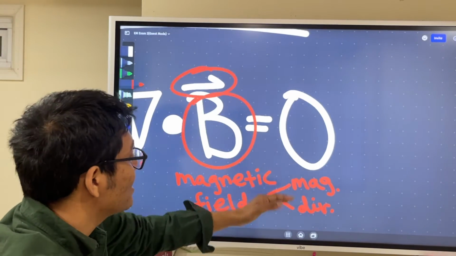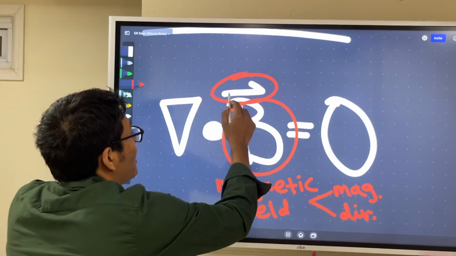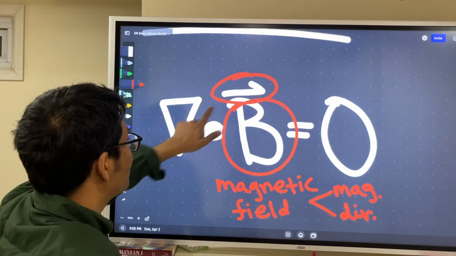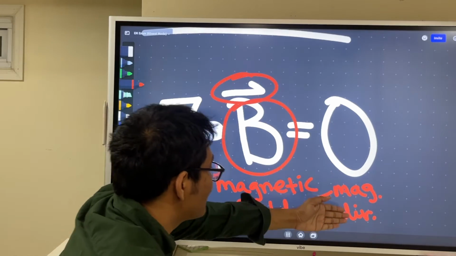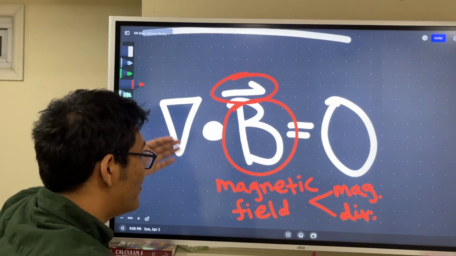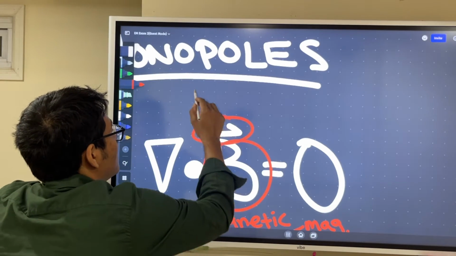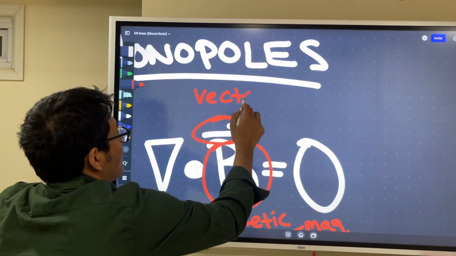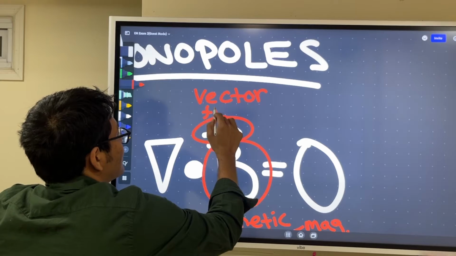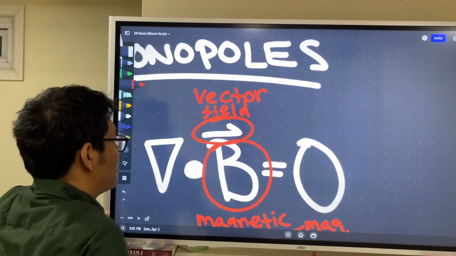It has a magnitude and a direction. That's why you have a little vector symbol here, a little arrow that represents the fact that B is a vector field. It's a magnetic field with a magnitude and a direction. So that's what this arrow right here represents, that B is a vector field.